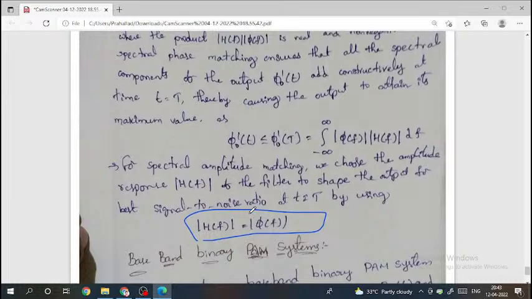Only 10 members, 15 members, B and C sections, very bad, very low strength. A section people are doing well, I heard that. Your strength is very low, I don't know why.